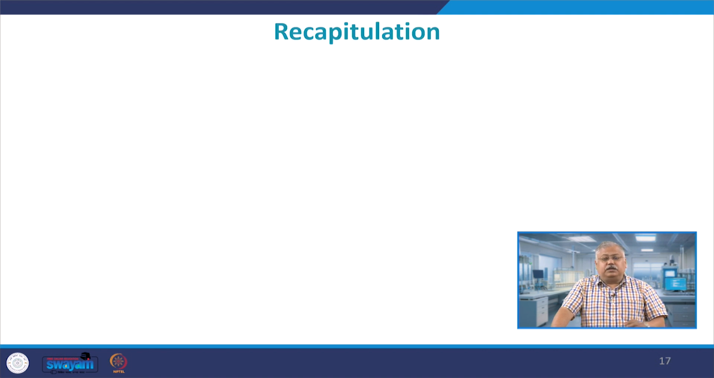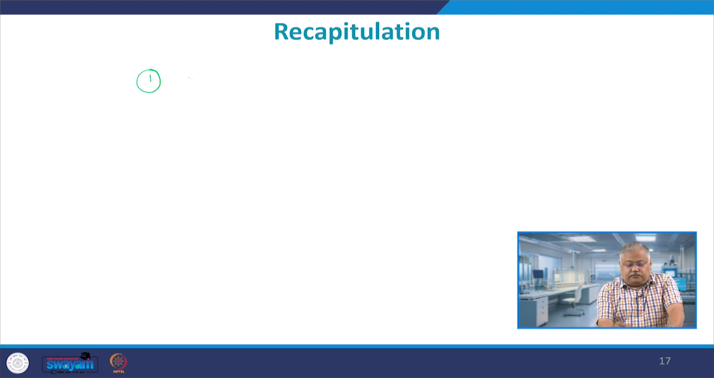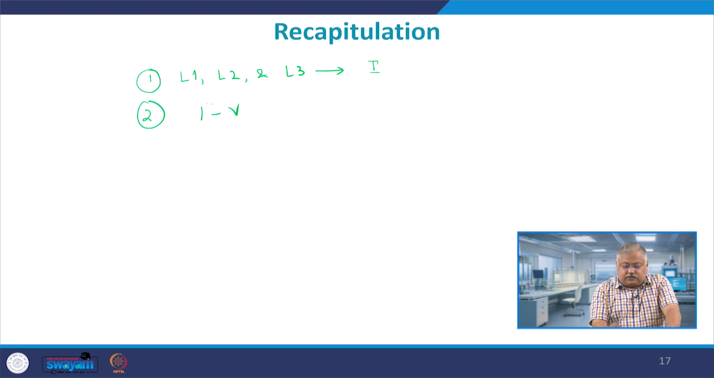So, with this, let me recapitulate what we did for this lecture and this series of lectures. We looked first of all at level 1, level 2 and level 3 models, and we then tried to find out the IV characteristics of the device, current versus voltage, and then we looked into the transfer characteristics of the device.